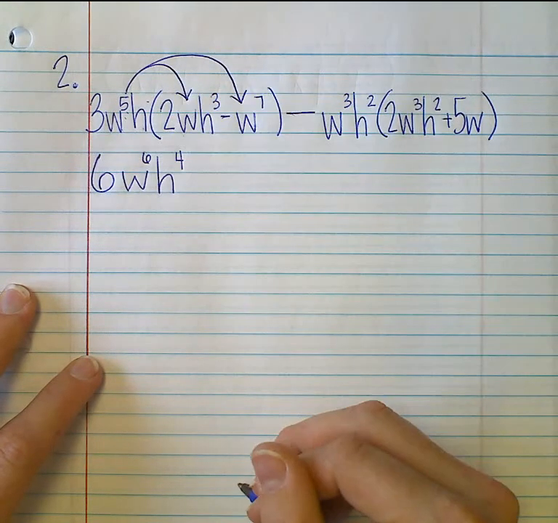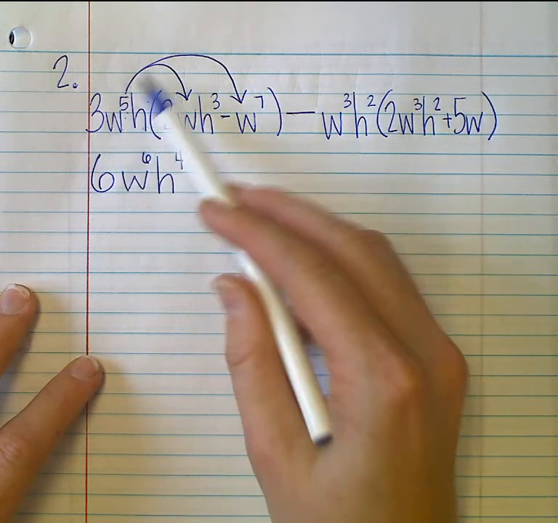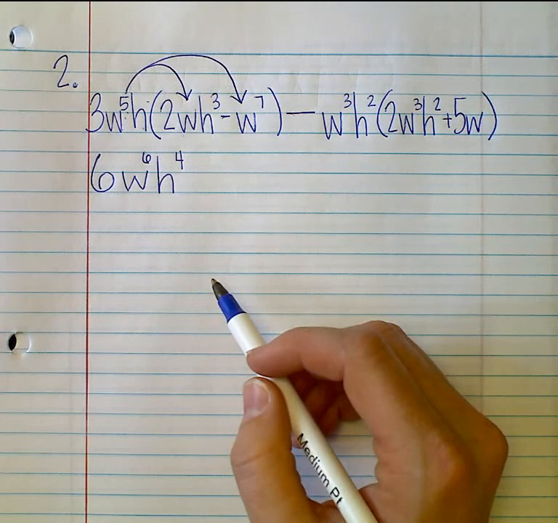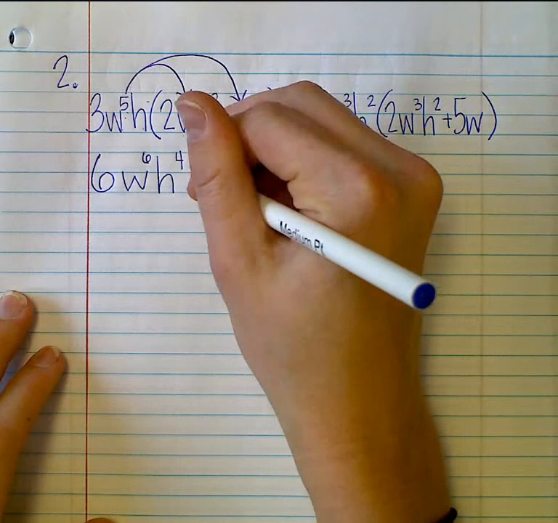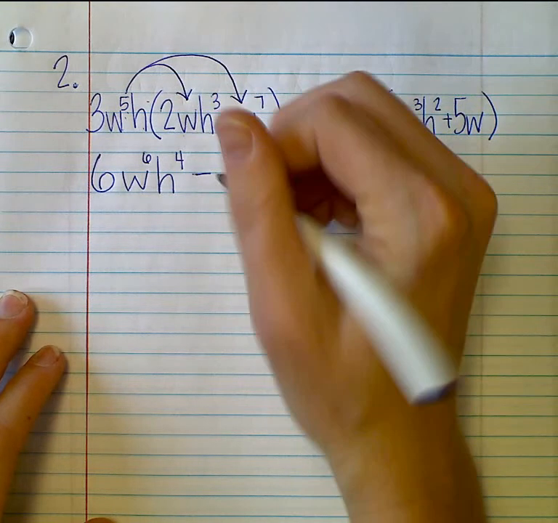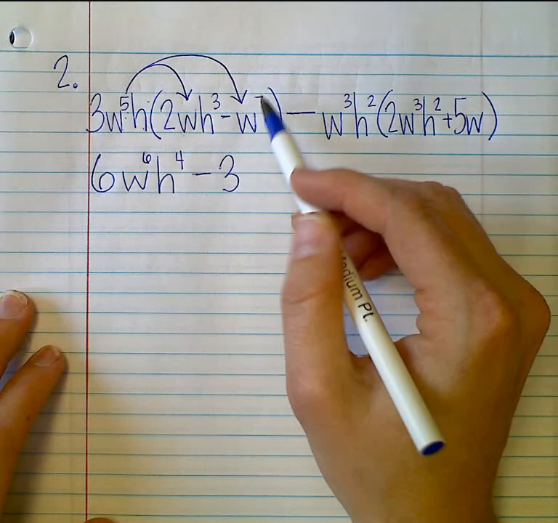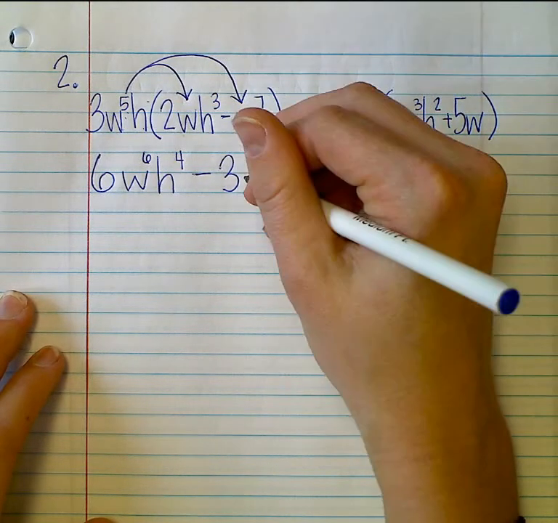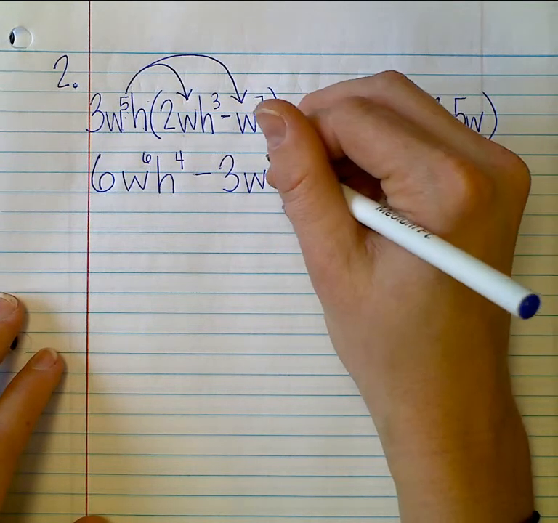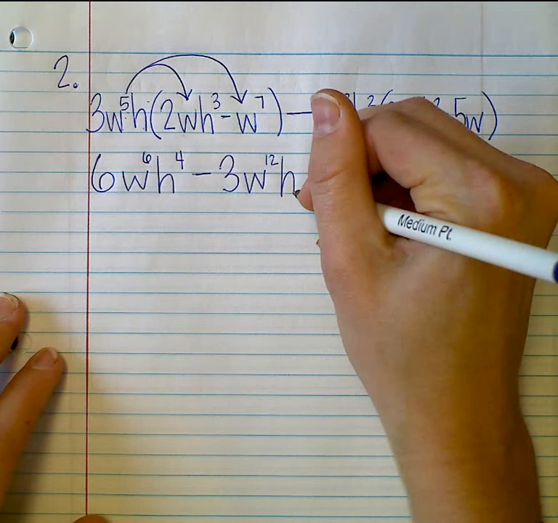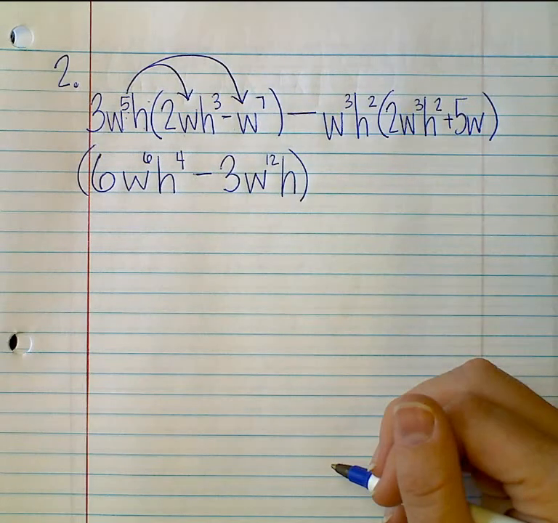We'll also distribute 3w to the 5th power h to negative w to the 7th power. We know that a positive times a negative is a negative. 3 times an understood 1 is 3. W to the 5th power, w to the 7th power, keep your base and add your exponents, and then just bring down your h. This is our new quantity here since we distributed our 3w to the 5th power h.